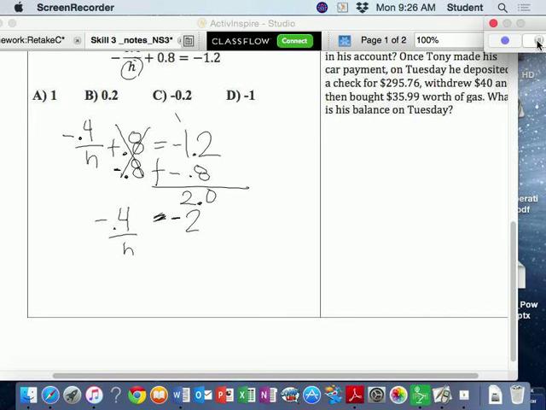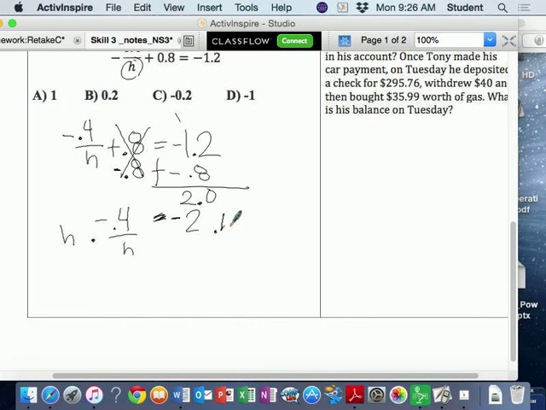All right, so now instead of leaving my variable in the denominator, I want to go ahead and move it to the other side. So to do that, I'm going to multiply both sides by h. These guys are going to cancel, and I'll have negative 4/10 equals negative 2h. Now I have a one-step equation. I need to get my variable alone.